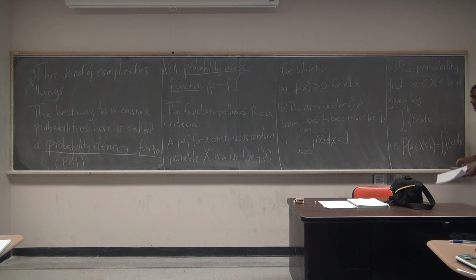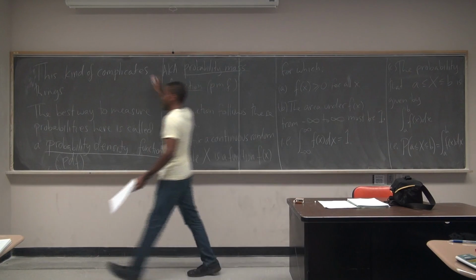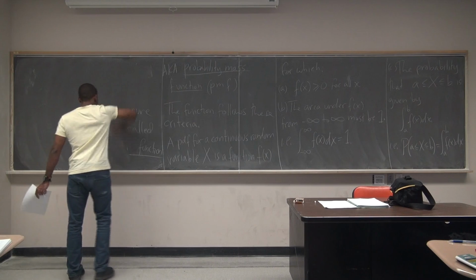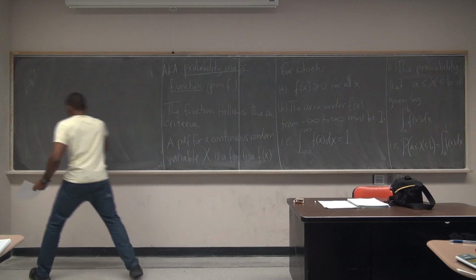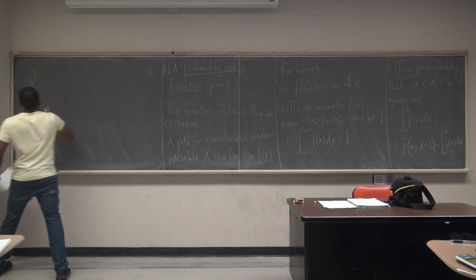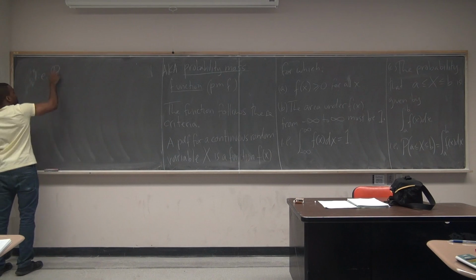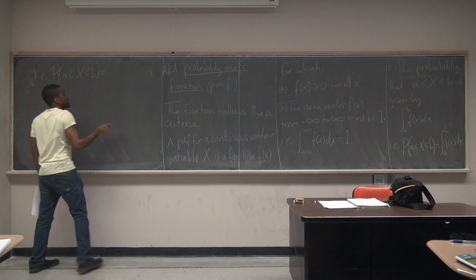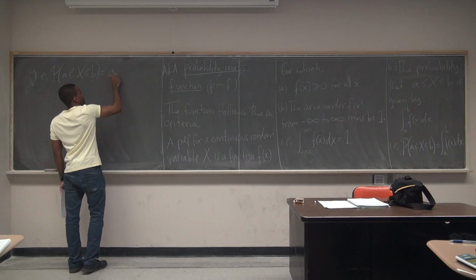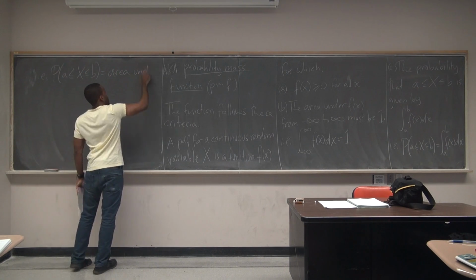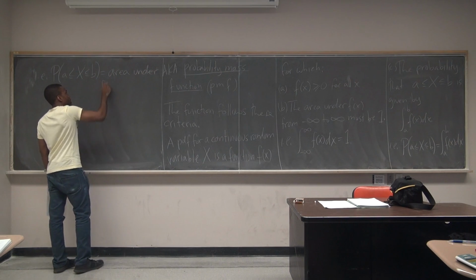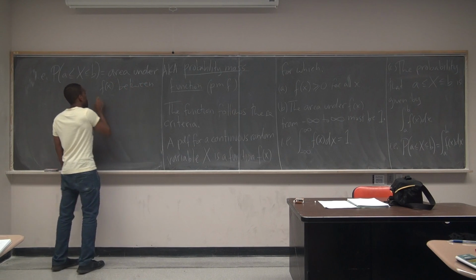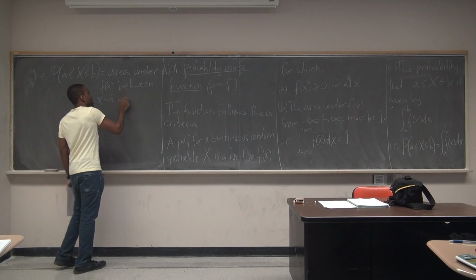In case you forgot what a definite integral means, let me actually write that out. It means the area under the curve. I.e., the probability that x is between two given values is going to be the area under f of x between x equals a and x equals b.